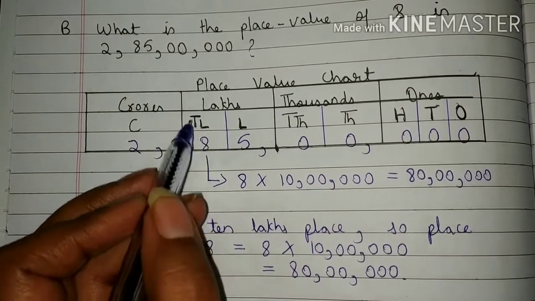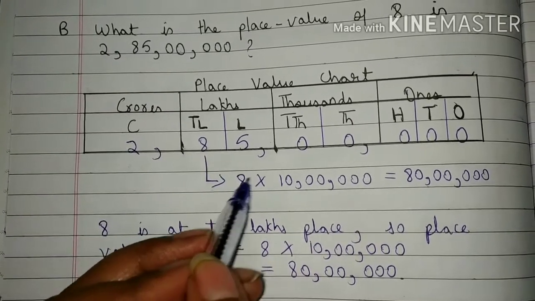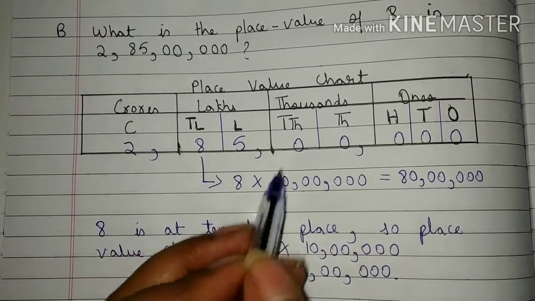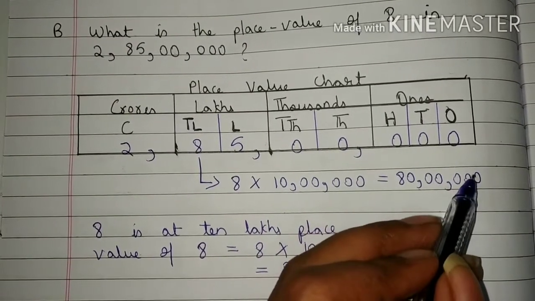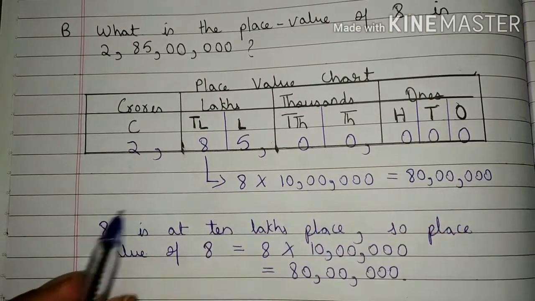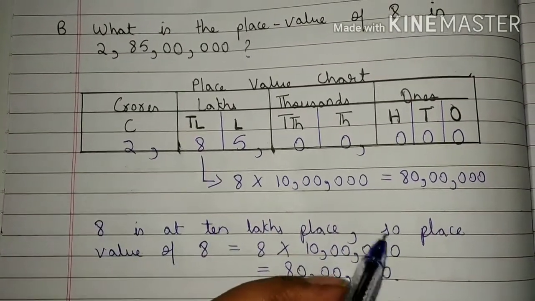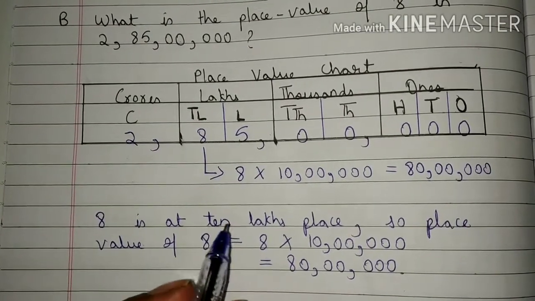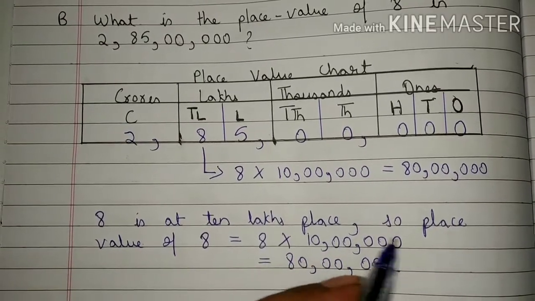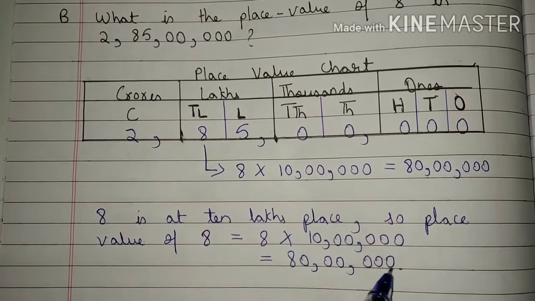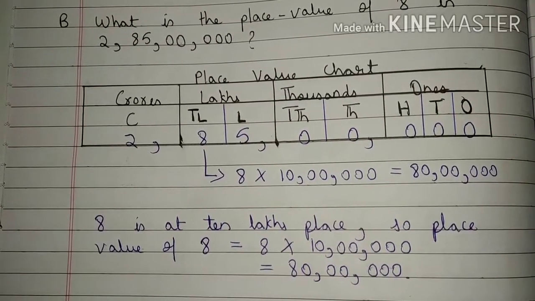Here 8 is at 10 lakh place. So place value of 8 is 8 into 10 lakh is equal to 80 lakh. So students, place value of 8 is 80 lakh.